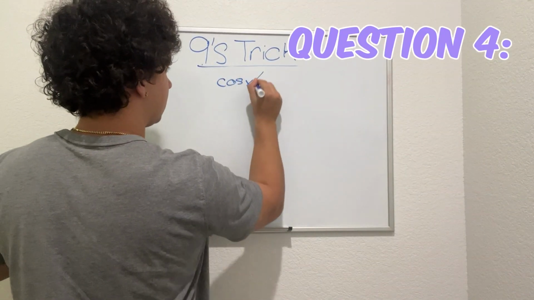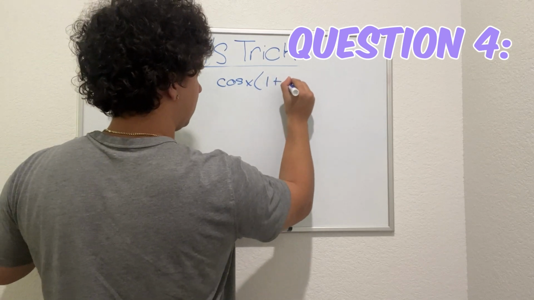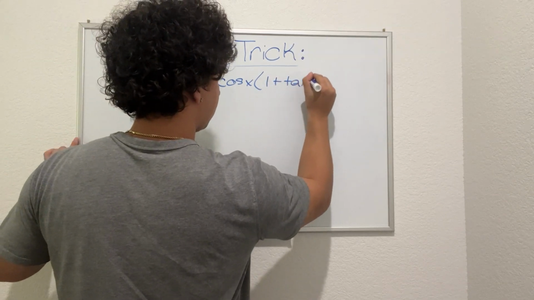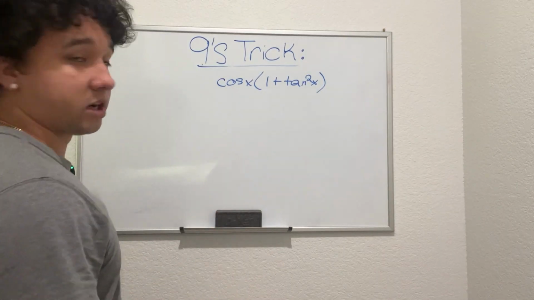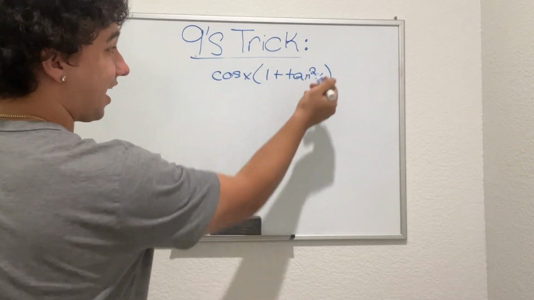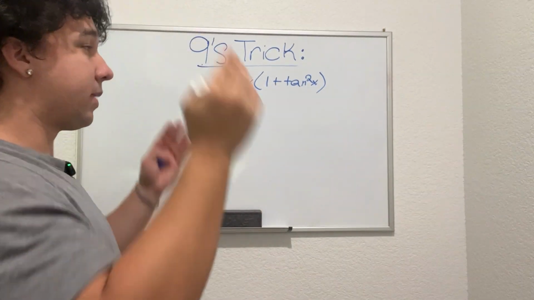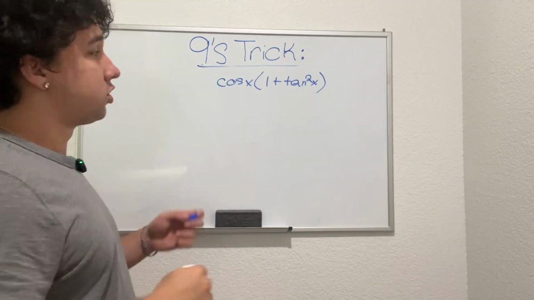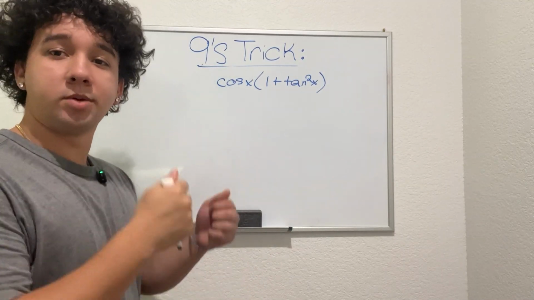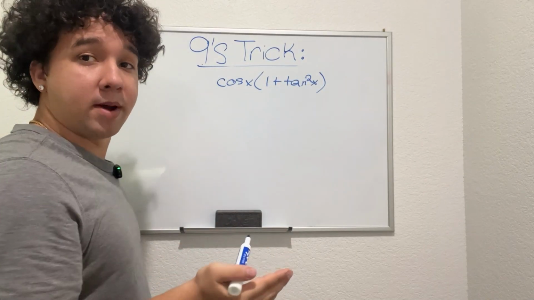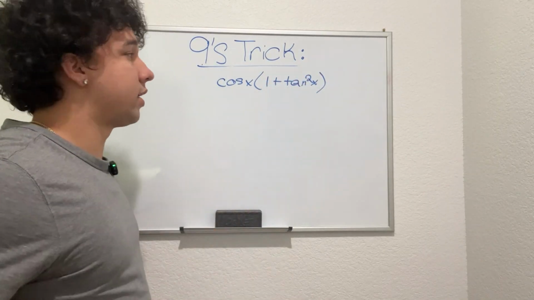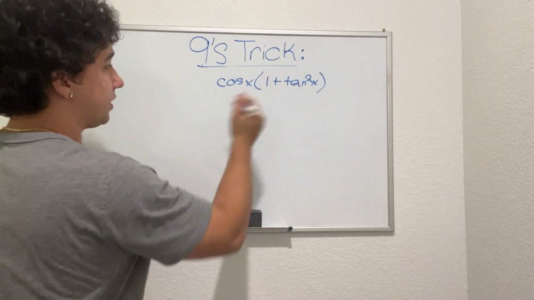Cosine x times 1 plus tangent squared x. All right, this is actually a prime example of what I was talking about last time. I see a 1 and I see something squared. Automatically, I'm thinking Pythagorean identity. So if you don't have these completely memorized, this is when you pull out your identity paper and look at it. We know that it's going to be some type of Pythagorean identity because it has the 1 and the squared. It ends up being secant squared in this case.